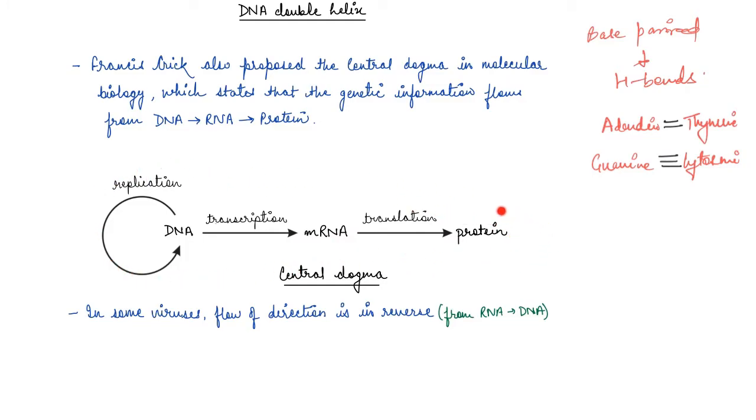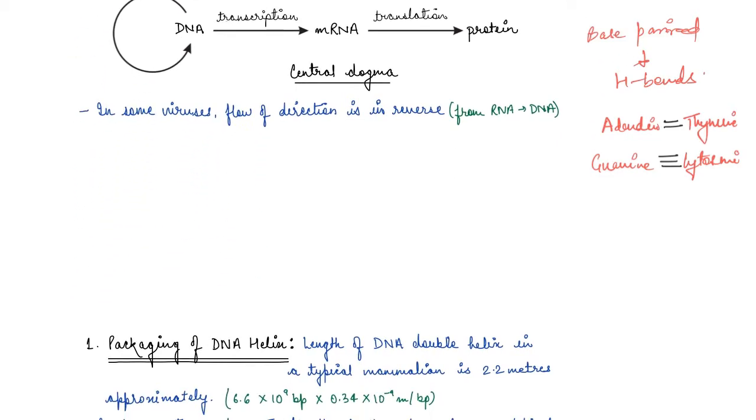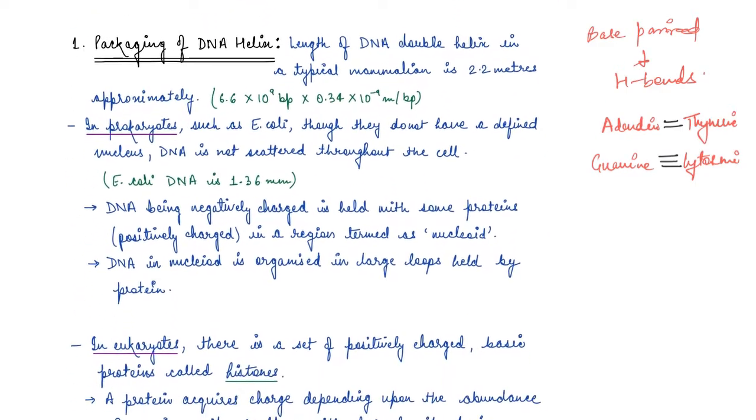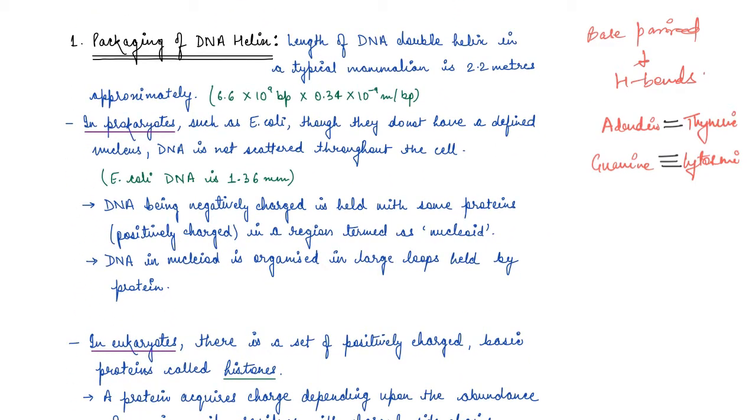What is the central dogma? In molecular biology, it states that genetic information flows from DNA to RNA and then from RNA to protein. Now, from DNA to RNA, it is known as transcription. From RNA to protein, it is known as translation, right? Now, in some viruses, this flow of direction is reverse, which is from RNA to DNA. In some viruses, right?